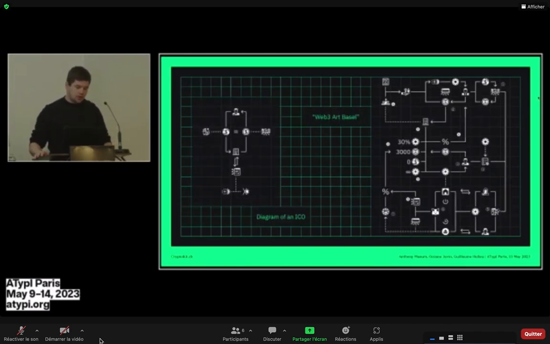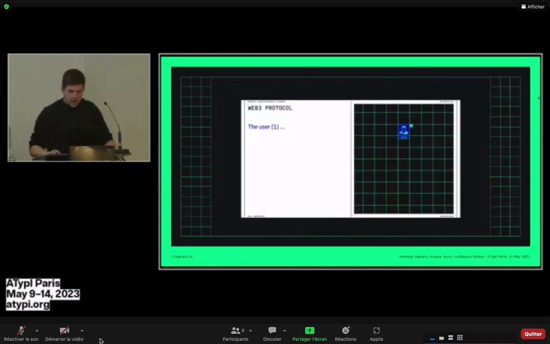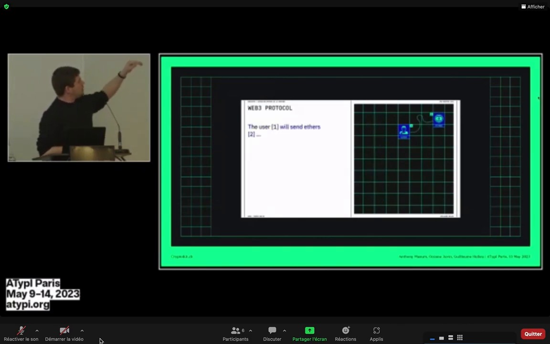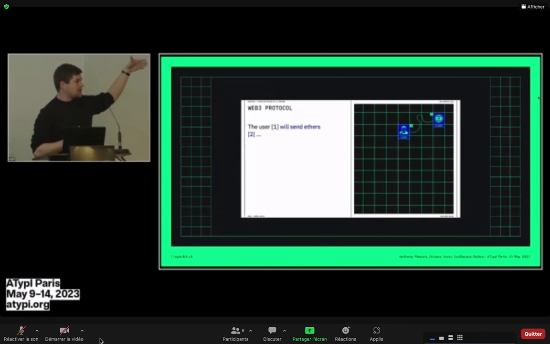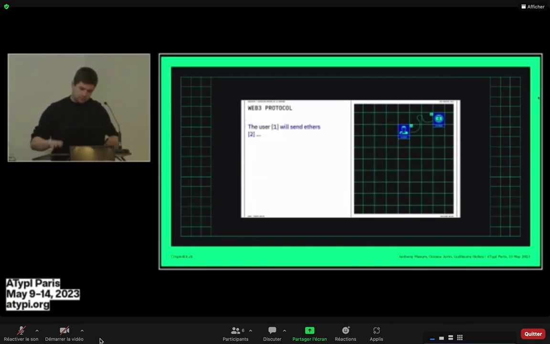So, for example, you have an example of how we can explain a diagram of the ICO, initial coin offering, and on the top, how we can sum up the Web3 Art Basel element. And these diagrams are mainly used in classes and lectures that Anthony and I give, mainly at HESSO in Geneva. And we also use them to break down a narrative. So we explain the function, so the user will send Ether to the decentralized app, and we break it down to make it much easier for a student to understand a very complex theme.